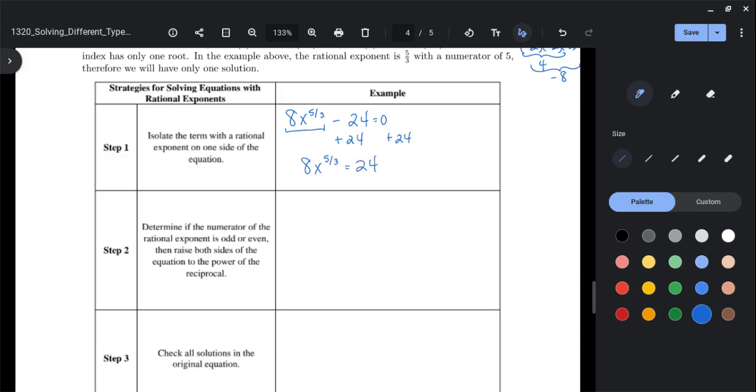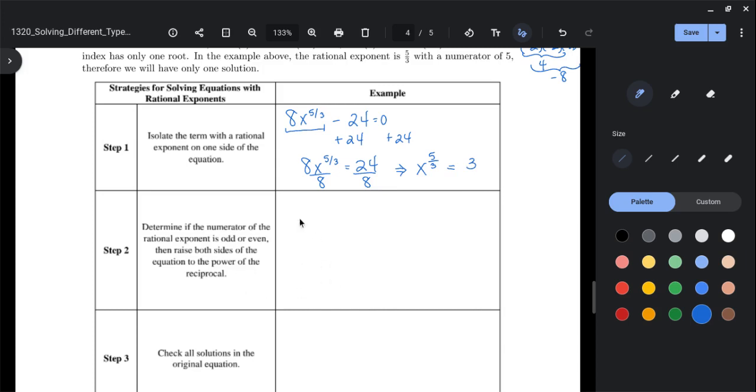So now we are looking at step 2, because there's more that we could do to isolate this. I noticed that we have 8 times this x to the 5/3 power. So let's go ahead and divide by that 8 on both sides. And when we do, now we actually have our x term by itself. There's no coefficient with it. And we get 24 divided by 8. It's a nice 3.